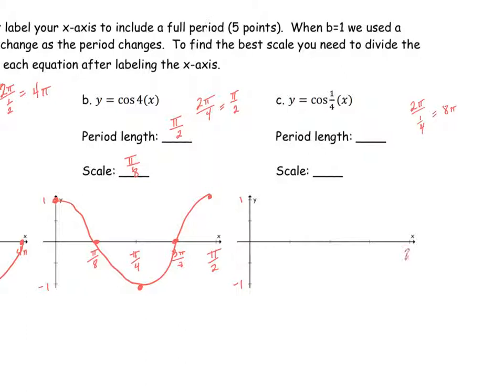All right, cosine 1/4x, 2 pi divided by 1/4, 8 pi. So that means my finishing point I want to be 8 pi. Half of that is 4 pi, half of that is 2 pi. So my scale then is 2 pi. Period length is going to be 8 pi. This is cosine again. I'm going to start up, midline, down, midline, up.